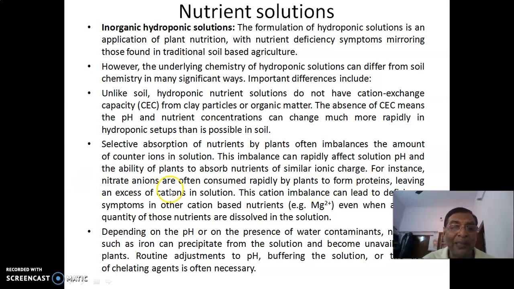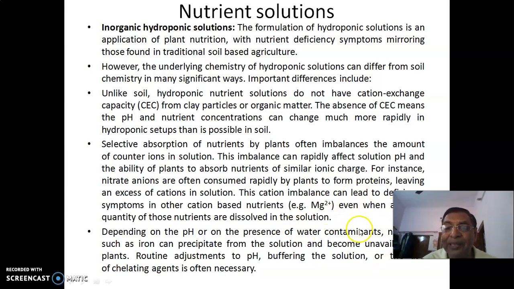Leaving an excess of cations in the solution. In a normal situation like soil, the soil will absorb these cations, but here in hydroponic solutions, cations are left free there. So this cation imbalance can lead to deficiency symptoms in other cation-based nutrients, for example, Mg2+. So some cations are excessively there. So normally what will happen, the plant cannot absorb other cations or nutrients, because of this imbalance.